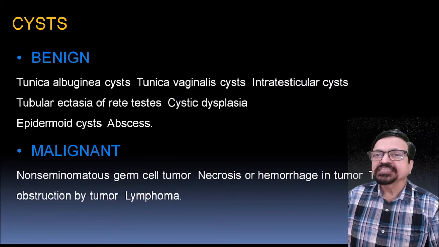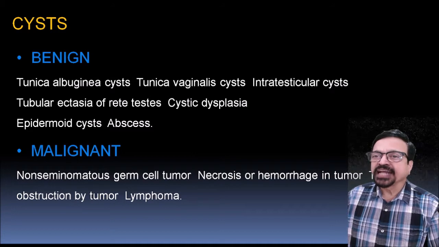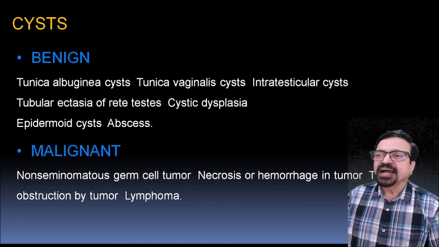Now what are the cysts? The benign cysts are tunica albuginea cyst, tunica vaginalis cyst and intratesticular cyst. Then tubular ectasia of the rete testis and cystic dysplasia. Tubular ectasia we have covered in earlier lectures. Then there are epidermal cysts and abscesses.